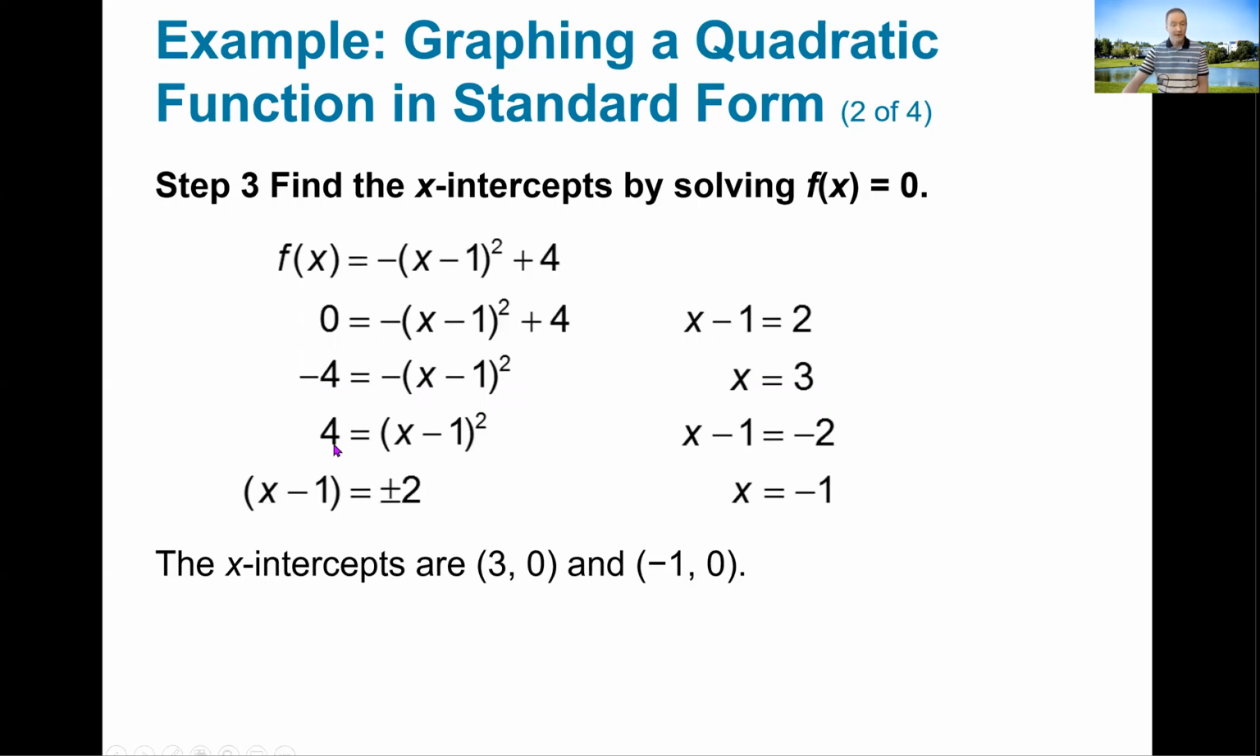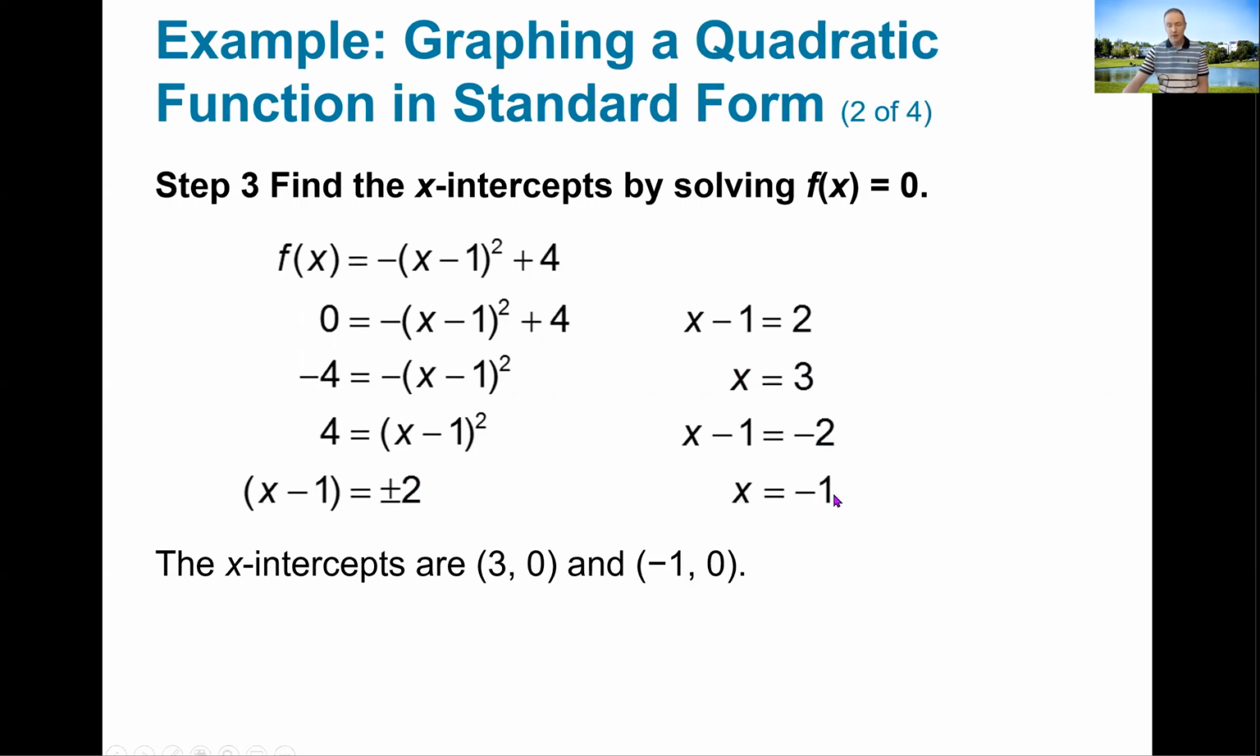to 4. Well, now when I take the square root of both sides, I'll get x minus 1 is both the positive and negative square root of 4, which is plus and minus 2. Now that gives me two simplistic linear equations to solve. I have x minus 1 is 2. I add 1 to both sides and get x is 3. Then I have x minus 1 is negative 2. I add 1 to both sides and I get negative 1.